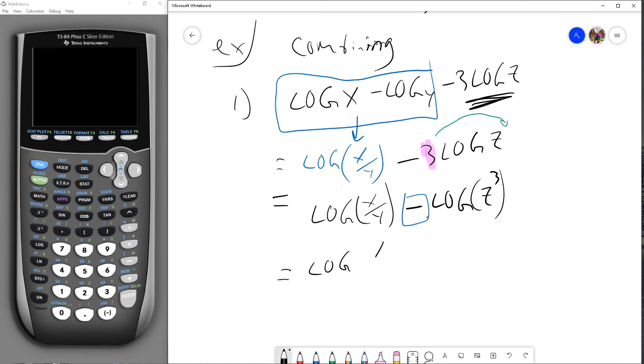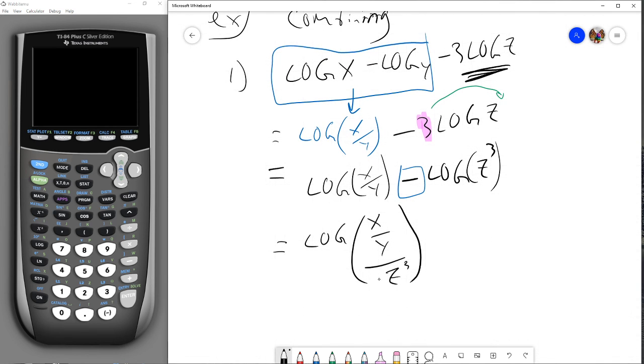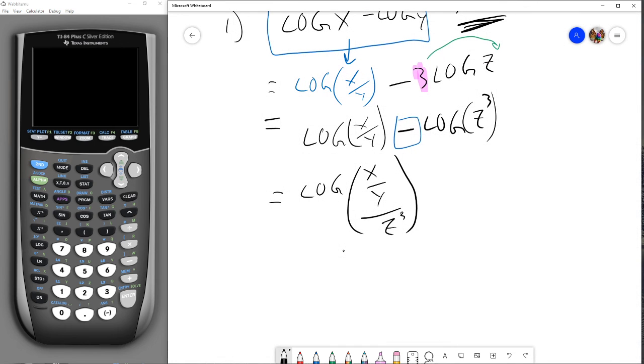So we have log of x over y divided by z cubed. Now if you give this to me as your answer, I will mark you down wrong because you need to simplify that. Simple as that. To simplify it, we have our x divided by y divided by z cubed. I claim that this z cubed will go in the denominator with the y.